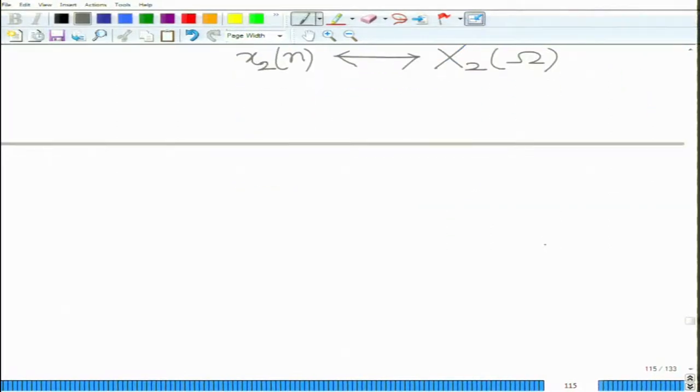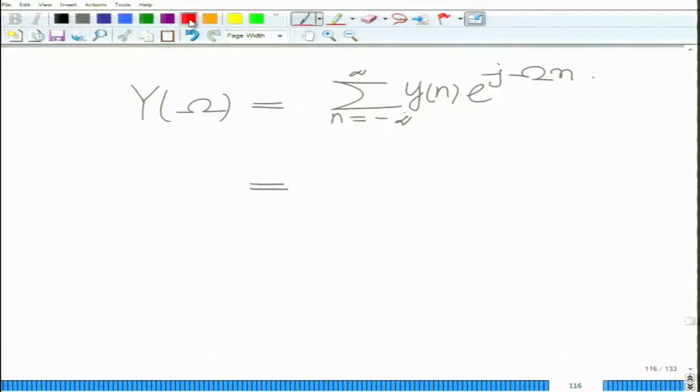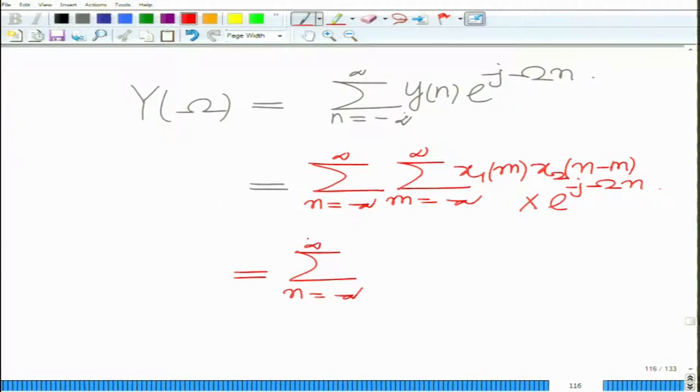And now you can see this DTFT Y(omega) can be obtained as follows. So, Y(omega) equals the summation of y[n] e raised to minus j omega n, n equals minus infinity to infinity, which is basically, I can always write as the summation n equals minus infinity to infinity, substituting the expression for y[n], summation m equals minus infinity to infinity x1[m] x2[n minus m] into e raised to minus j omega n.